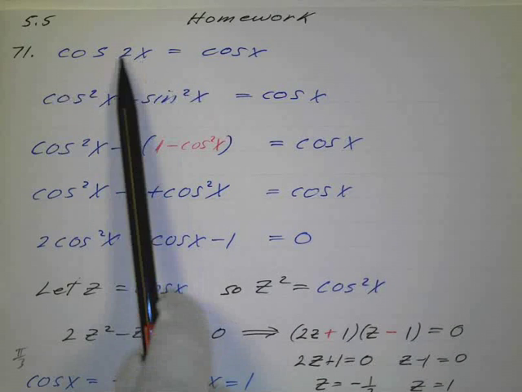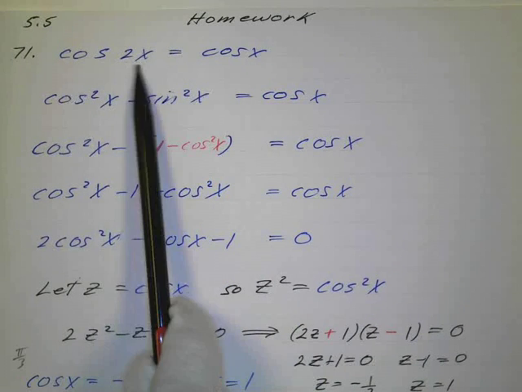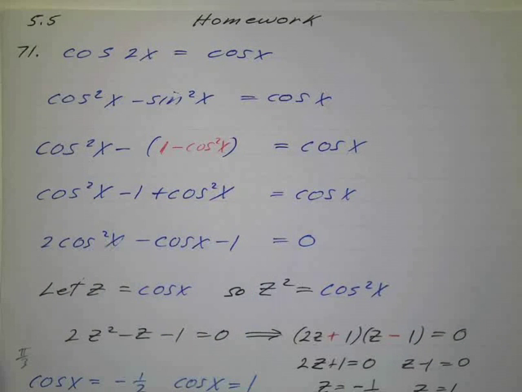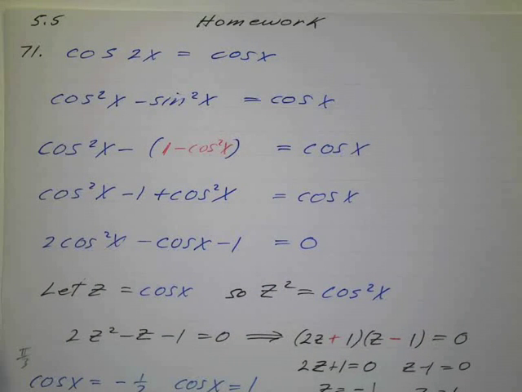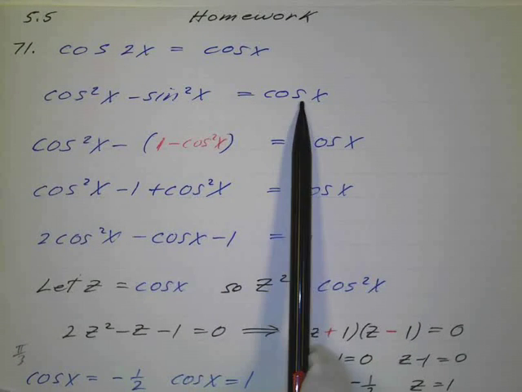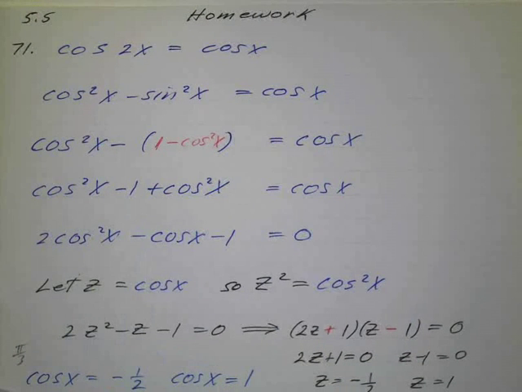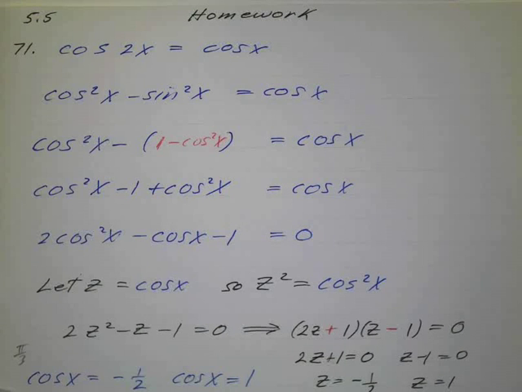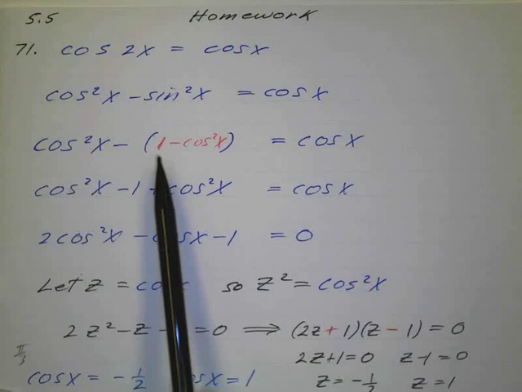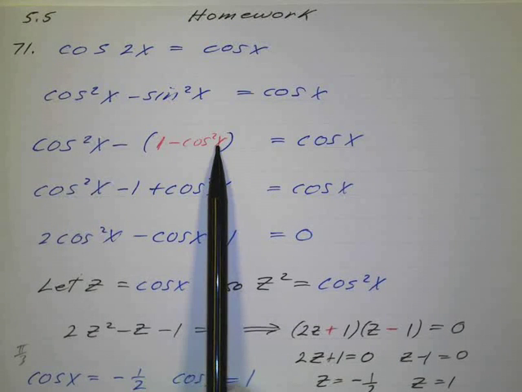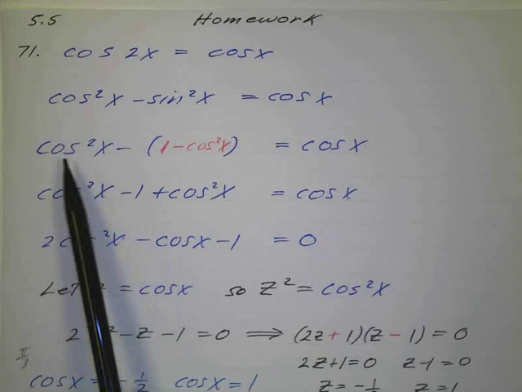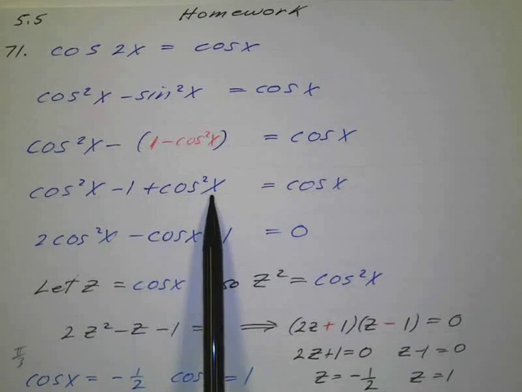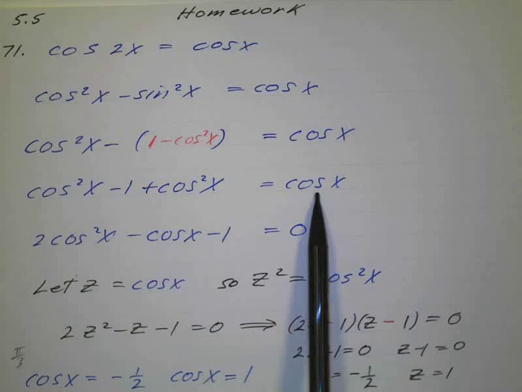So I want to do this because I want to get everything in terms of 1x, not 2x. So I got all 1x's. And what I can do now, I want to get everything in terms of just the cosine, because I've got a linear cosine and a second power cosine, so I'll try to get everything in terms of the cosine. So the sine squared of x equals 1 minus the cosine squared of x. So I remove the parentheses, I've got the cosine squared of x, a minus 1, plus the cosine squared of x equals the cosine of x.